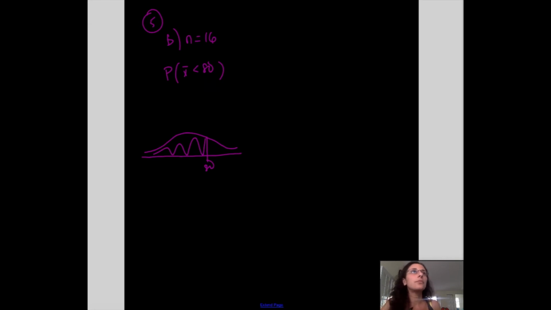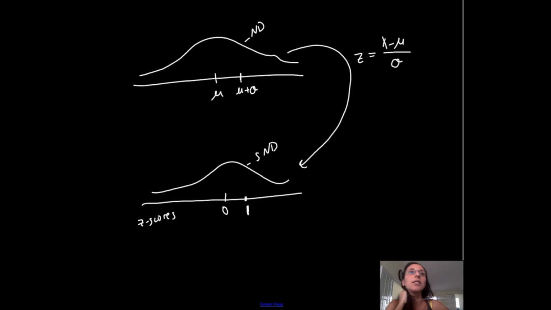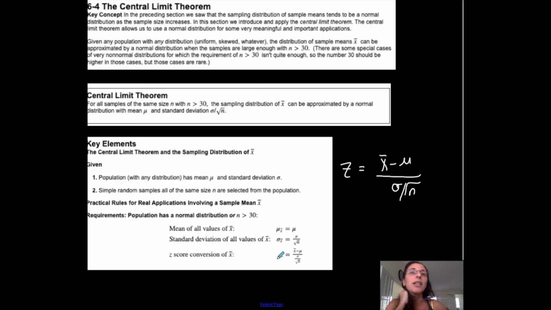So before I go into normal CDF, I have to convert to an SND curve or to a z-score. What z-score corresponds to this? The z-score that I find has to be found by using this formula.